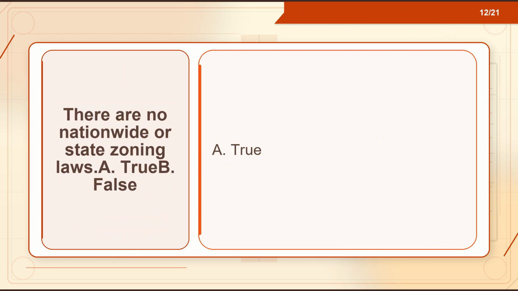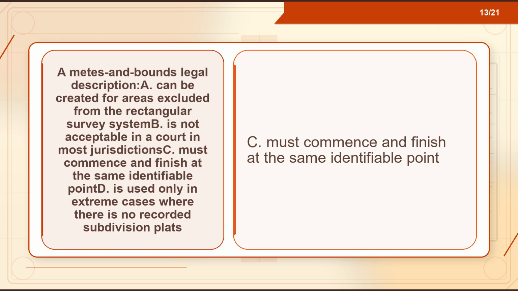Flashcard 12. Term. There are no nationwide or state zoning laws. A. True. B. False. Definition. A. True.